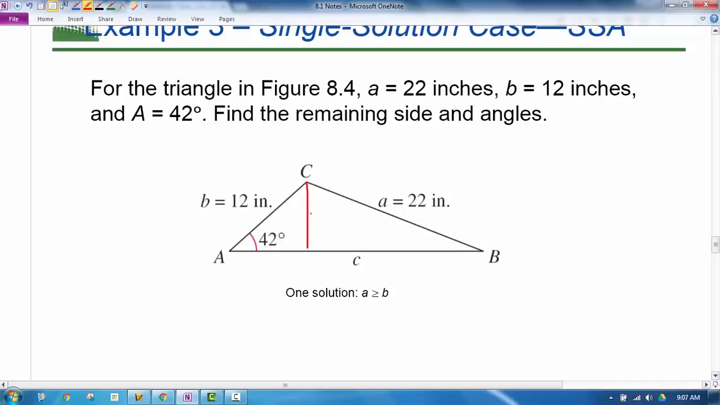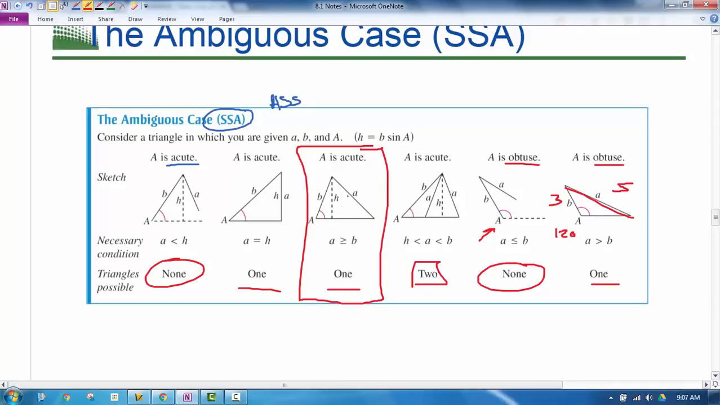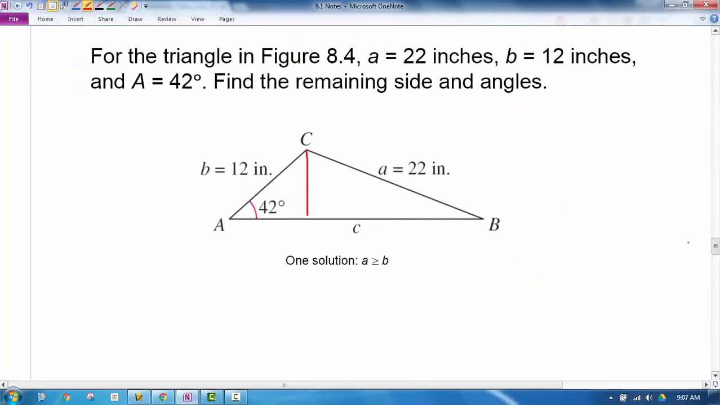It looks like this falls into the situation of the third one here, where we have an acute angle and side A is bigger than side B, so there's only going to be one triangle. So we don't have to worry about 2 triangles in this case. But we do want to find the remaining sides and angles. So I'm going to use the law of sines.